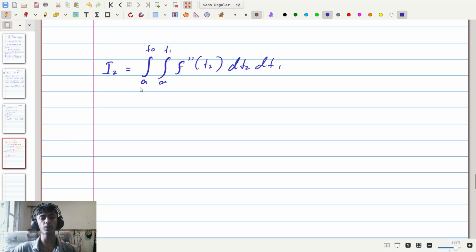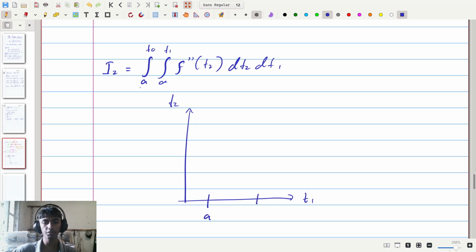So then, considering what's happening here, we can see there's a variable t1 and a variable t2. t1 is going from a up to t0, and as it goes like that, we have another variable t2 which is going from a up to that value of t1, as in the current value of t1, and then when that happens, we are evaluating what f double prime of t2 is, and then we're adding all of these values together. So if I represent this on a graph, if I write this as the t1 axis and the t2 axis, t1 is going from some initial value, let's say a, up to some final value of t0.